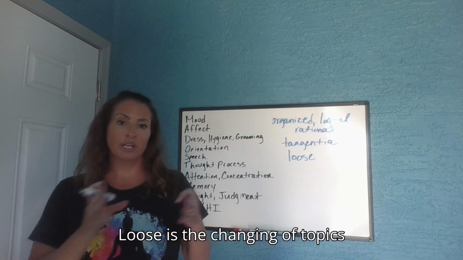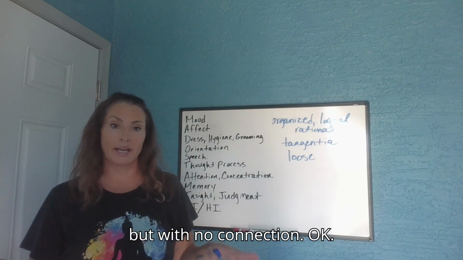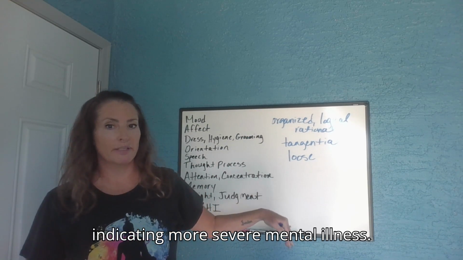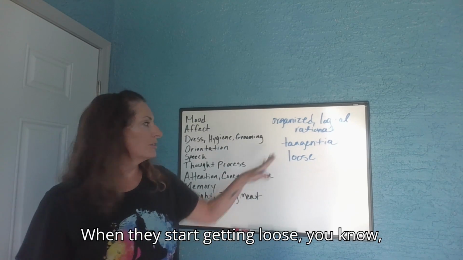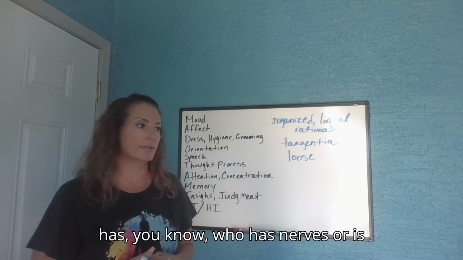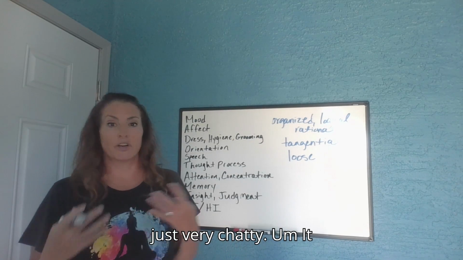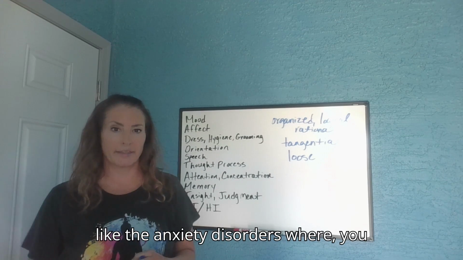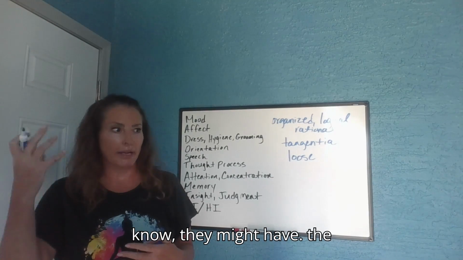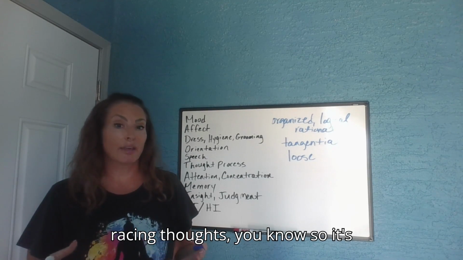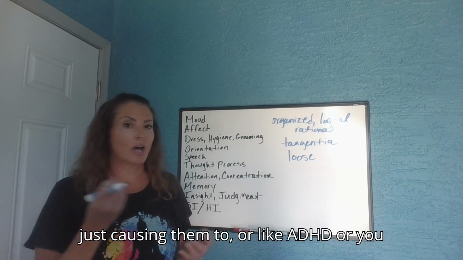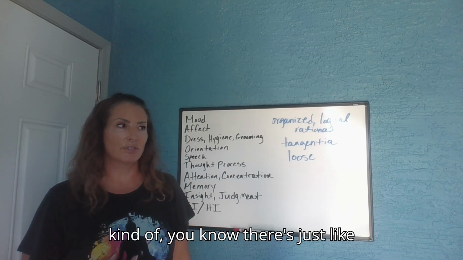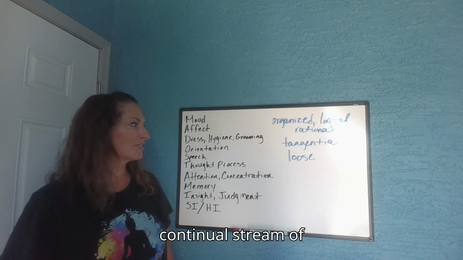Loose is the changing of topics, but with no connection. Okay. And obviously, as we go down, it's indicating more severe mental illness. When they start getting loose, tangential could be just somebody who has nerves or is just very chatty. It could be indicative of more like the anxiety disorders, where they might have the racing thoughts. So it's just causing them to, or like ADHD or something like that, where there's just like a continual stream of consciousness.